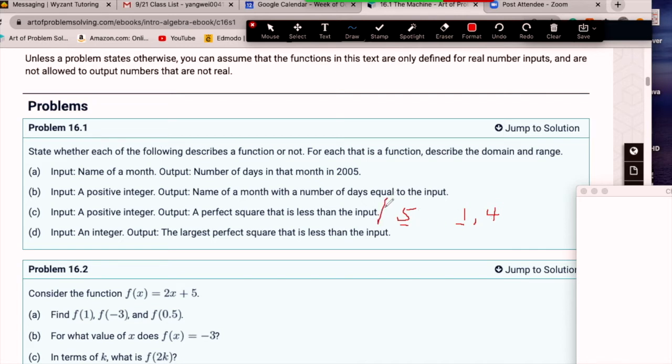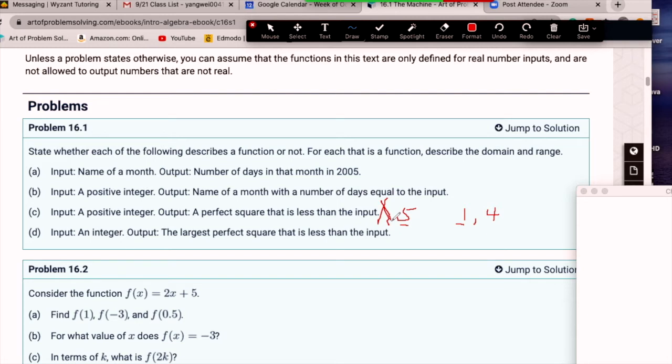So that means this one is not a function, right? Because we have one input, 5, then you give us more than one output, right? This one is not what we want. So if you draw a vertical line at 5, then you get 2 outputs, 1 and 4. This one is not what we want.